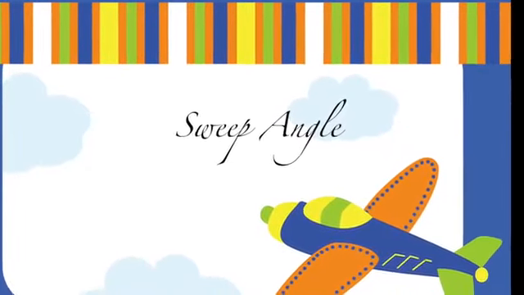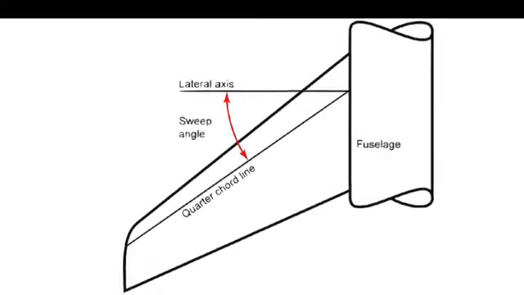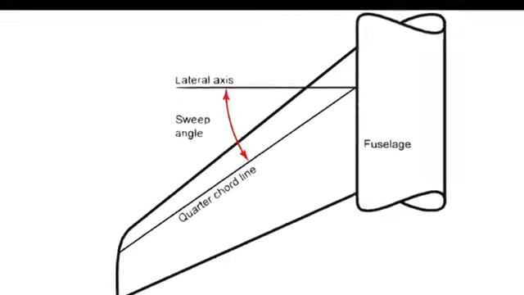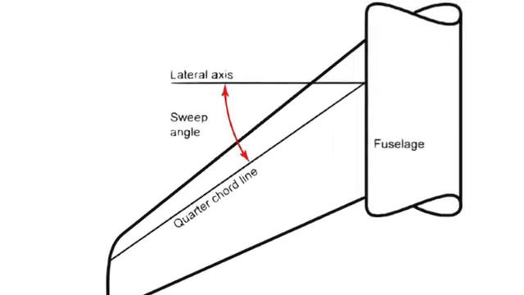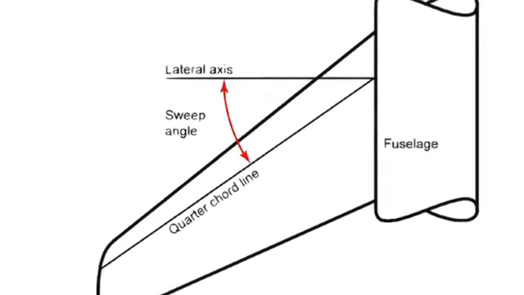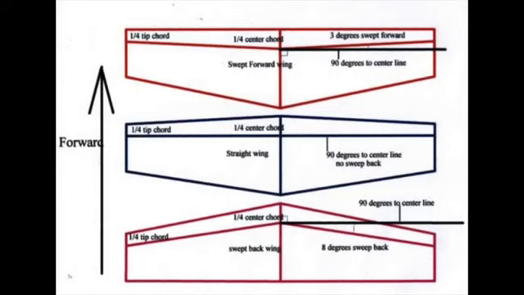Sweep angle. Wings angle either backward or occasionally forward from the root rather than in a straight sideways direction. Wings may be swept back or occasionally forward for a variety of reasons. A small degree of sweep is sometimes used to adjust the center of lift when the wing cannot be attached in the ideal position for some reason, such as the pilot's visibility from the cockpit.